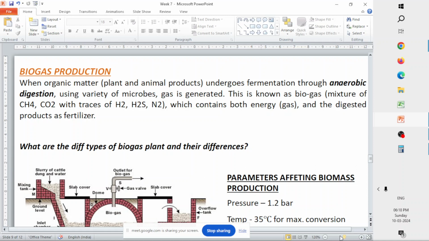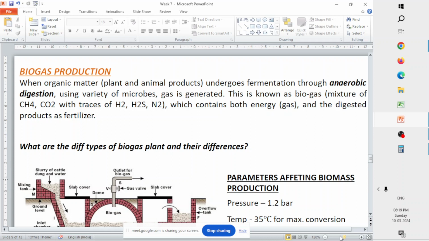This biogas is a mixture of CH4 and CO2 predominantly, but apart from that, since there is also sulfur content present in your sample, there will be trace amounts of hydrogen sulfide and N2 and other kinds of gases, but all those gases will be in trace amounts.